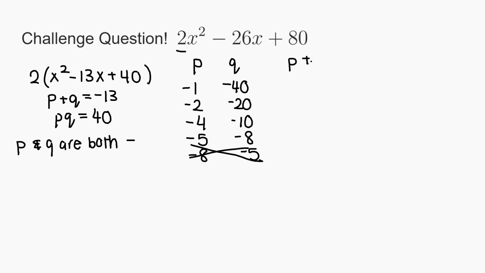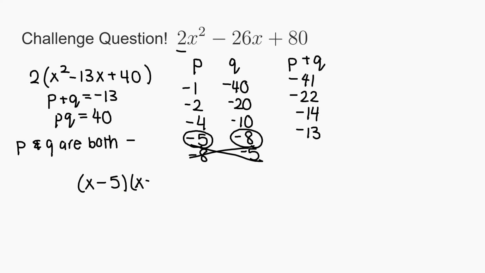So let's look at the sum of p and q. Negative 1 and negative 40 is negative 41. These 2 here is negative 22. This one is going to give us negative 14. This gives us negative 13. So again, negative 13, we found it. It's going to be negative 5 and negative 8. So x minus 5 and x minus 8 is how you factor this inner quadratic. As you can see, we have a 2 outside. Our final answer is 2 times x minus 5 times x minus 8.